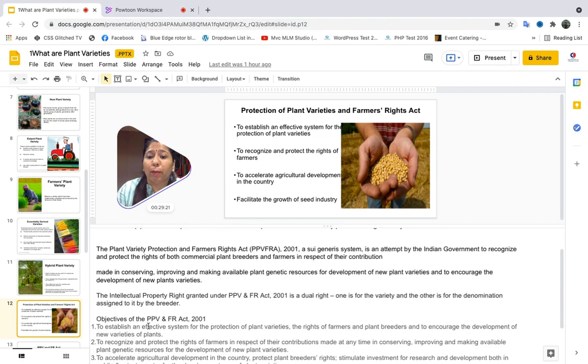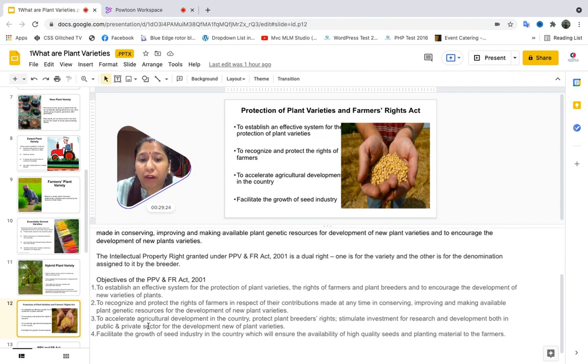The intellectual property right granted under the PPV and FR Act is basically a dual right. Now, why do we call it a dual right? There's a specific reason for that. When a plant variety is protected, it is given two rights. One right is over that particular variety. You can sell it, you can use it, you can sow it, you can export it, you can import it, or you can produce it. So that is one single right over that variety. The other right which a farmer or a breeder gets is over the denomination of that variety.